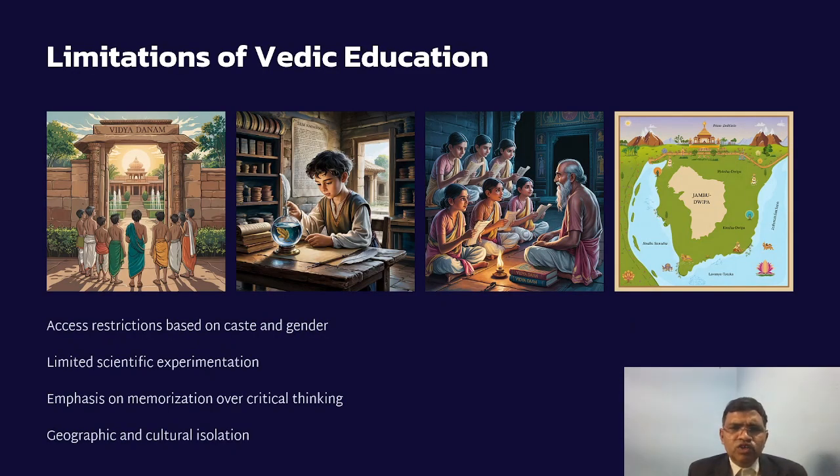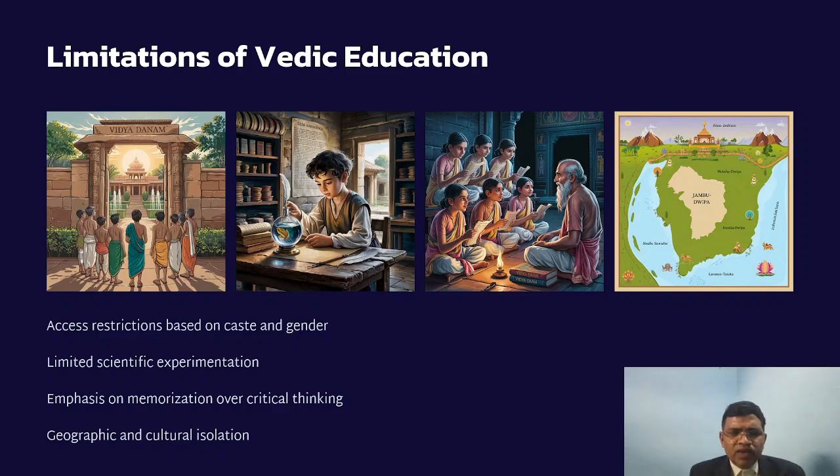Now the limitations of Vedic education. Access was restricted, because the system is divided into four categories: Brahmana, Kshatriya, Vaishya, and Shudra. So there is limited access for women as well as lower caste people. Then there is limited scientific experiment, as they mostly depend on the spiritual line. They emphasize memorization over critical thinking. They simply memorized without thinking about anything. So that is one of the drawbacks.